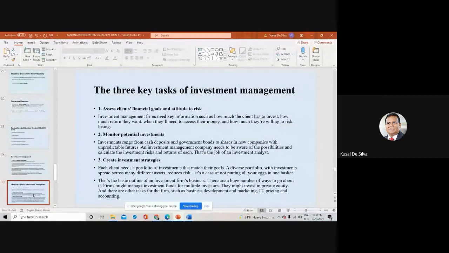So the key tasks of investment management: assess clients' financial goals and attitude to risk, monitor potential investments, and create an investment strategy. Investment strategy is very, very important. Diversify the portfolio depending on the risk level to mitigate the risk. And if you are investing everything in one stock, that is high risk. If something happens to that stock, your entire investment will be at a high risk.